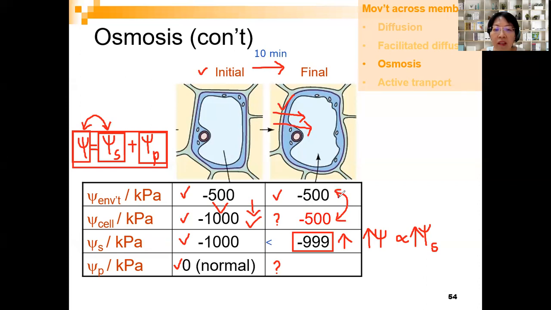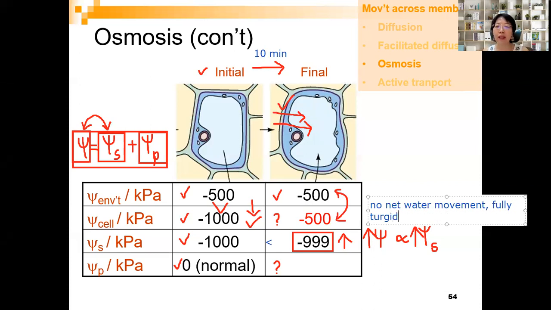Because the net flow of water movement from the left to the right and right to the left is now the same. Yes. So that means no net water movement when the cell is fully turgid, right? Fully turgid means water can no longer enter. It is maximum already. So the water continues to enter until the cell becomes fully turgid. The moment the cell becomes fully turgid, we know that no more water can enter the cell. So there's no net water movement.